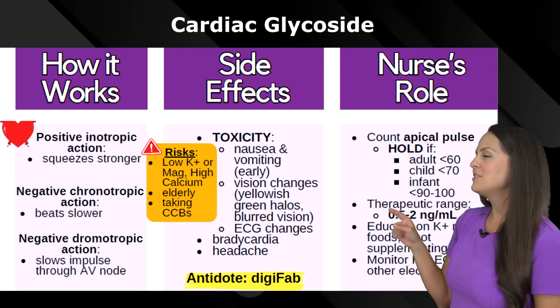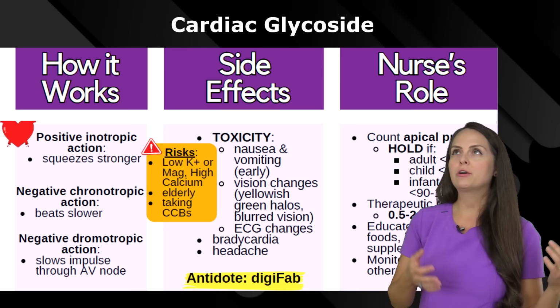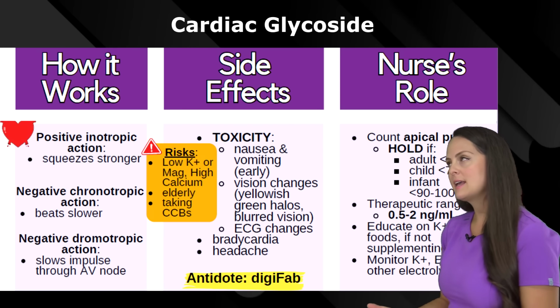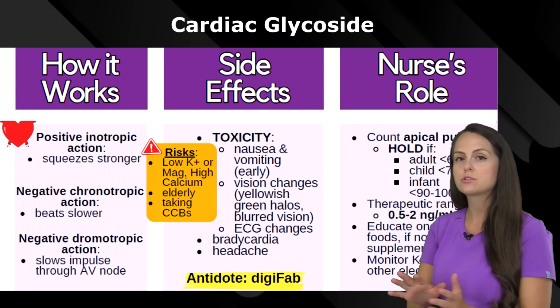Another thing is that it's going to have a negative chronotropic effect. So when we're talking about chronotropic, we're talking about time, hence the rate. So because it's negative, it's going to have a slower rate. So the heart is going to be slower.